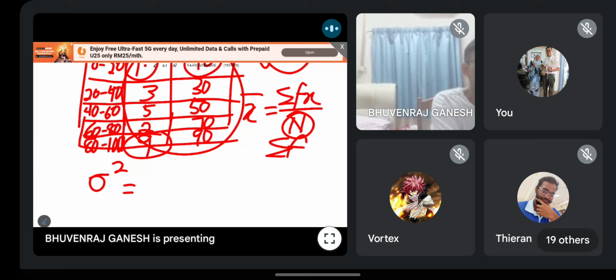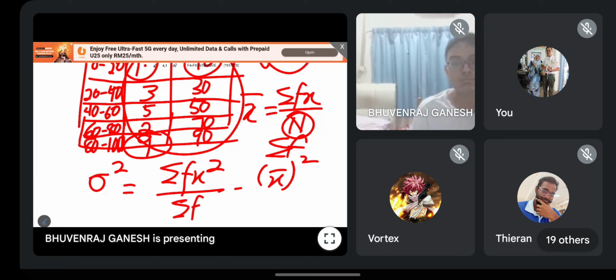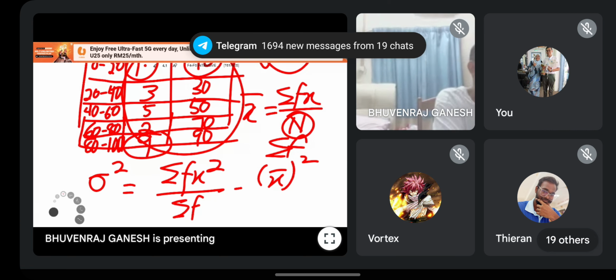Okay, so guys, variance. This is the formula, the formula for variance, something like this. It should be something very common. In Form 4 you also learn this. It's exactly the same formula. Same formula only.